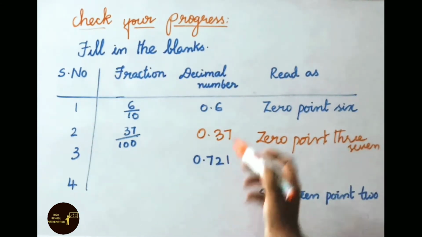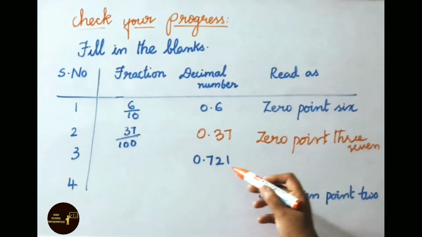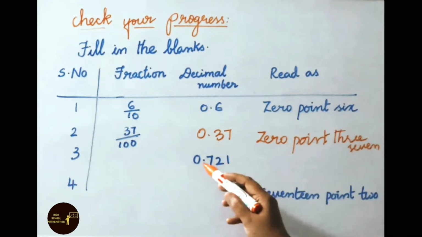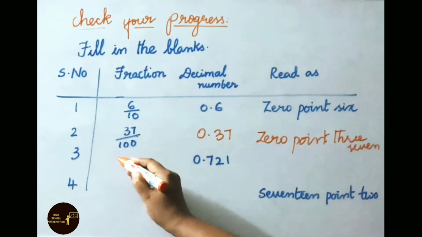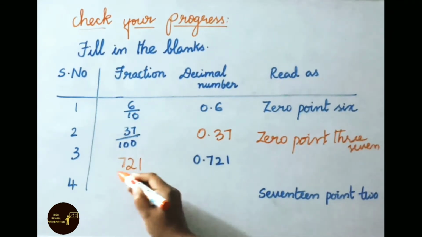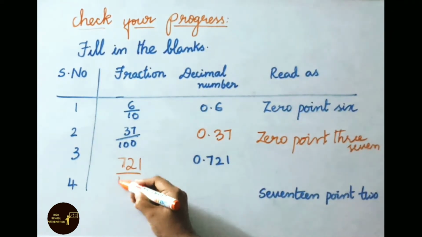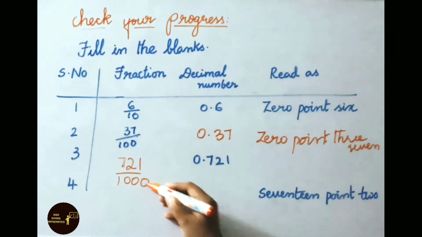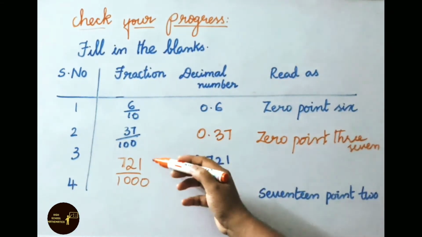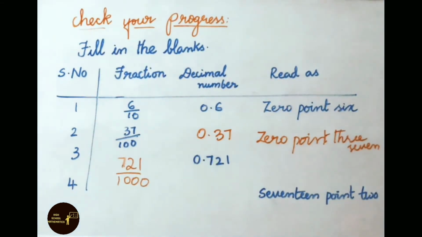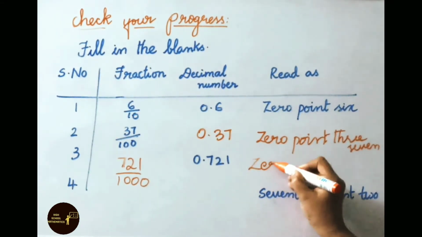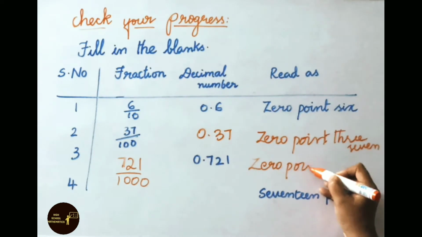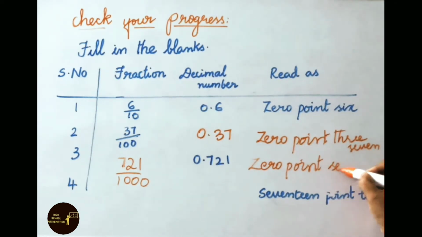See the third one, they have given the decimal number 0.721. So there are 3 digits after the decimal. First write down the digits after the decimal, 721. So 3 places, so write by 1000. So 0.721 in fraction form is 721 by 1000. This can be read as 0.721.